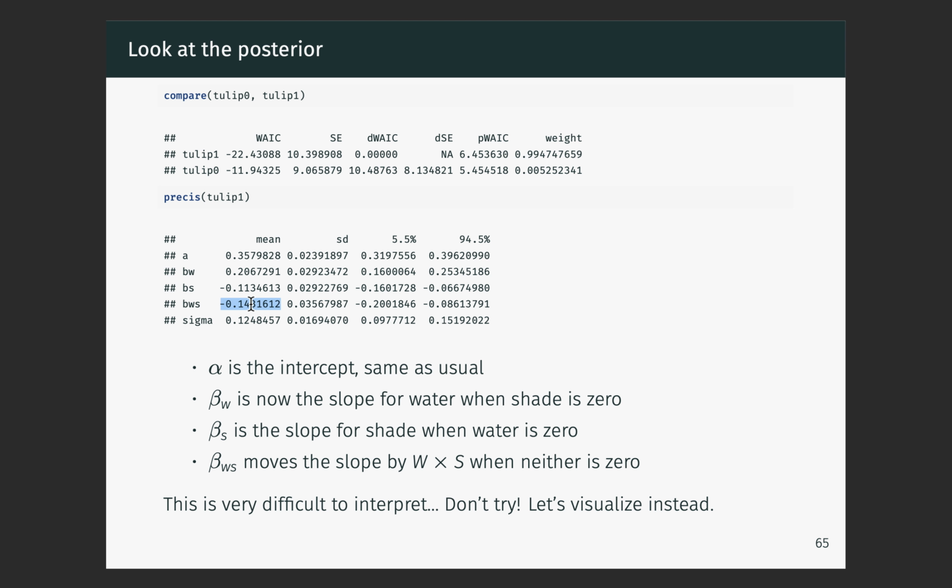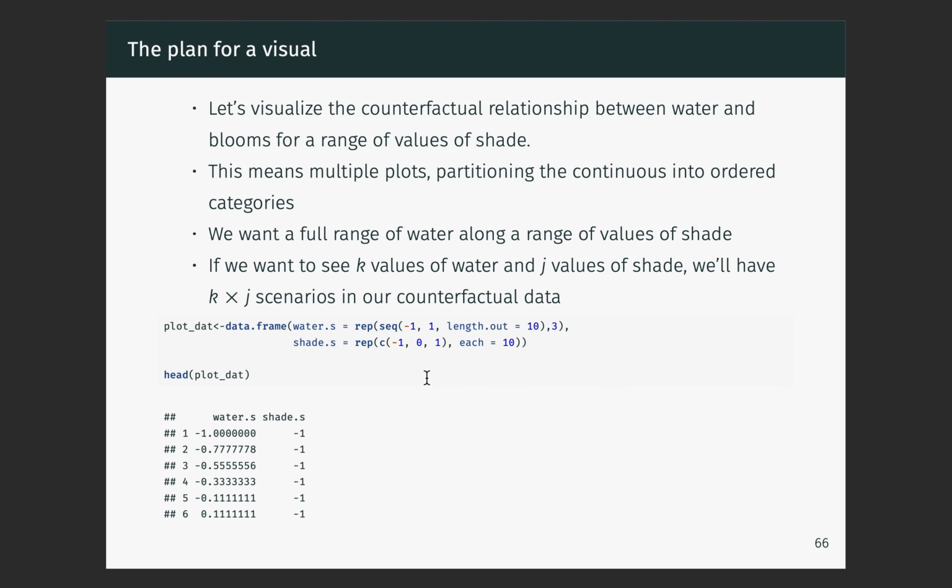And this is incredibly difficult to interpret. I've said that a bunch of times already. I hope you internalize it. Don't pay too much attention to parameter tables when we have interactions. They become incredibly difficult to interpret. Visualization is where you should turn immediately to try and understand interactions like this. So let's do that. It's going to be a little tricky to set up though.